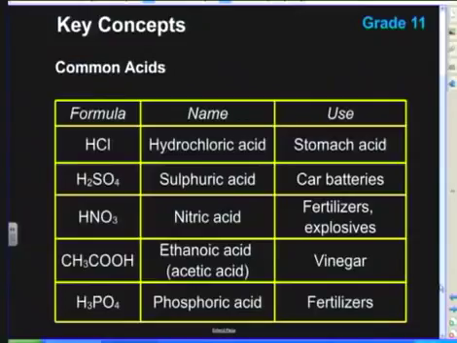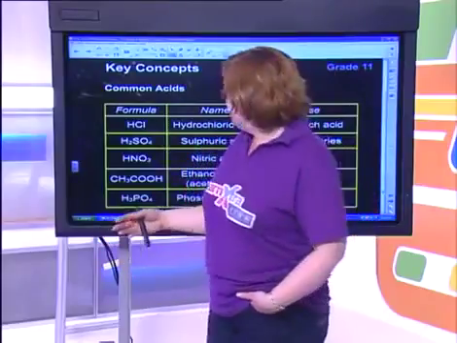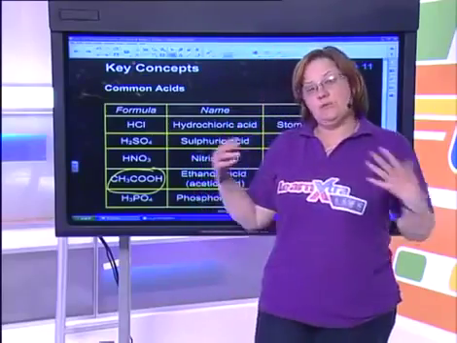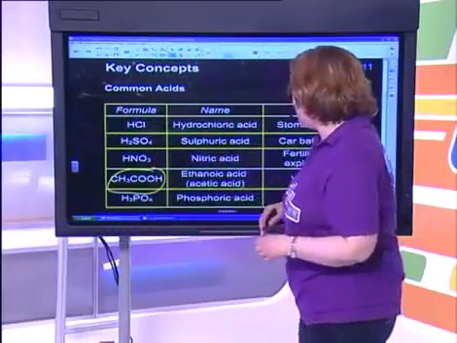We then have nitric acid, which is what we find in fertilizers and explosives, and it's a very important industrial acid. Ethanoic acid, also known as acetic acid, which is in vinegar. It's a very weak acid. The formula here, I know it's quite long, CH3COOH, but please learn it like that, because we're talking about the structure. When you do organic chemistry next year, you'll actually understand why it's written like that.